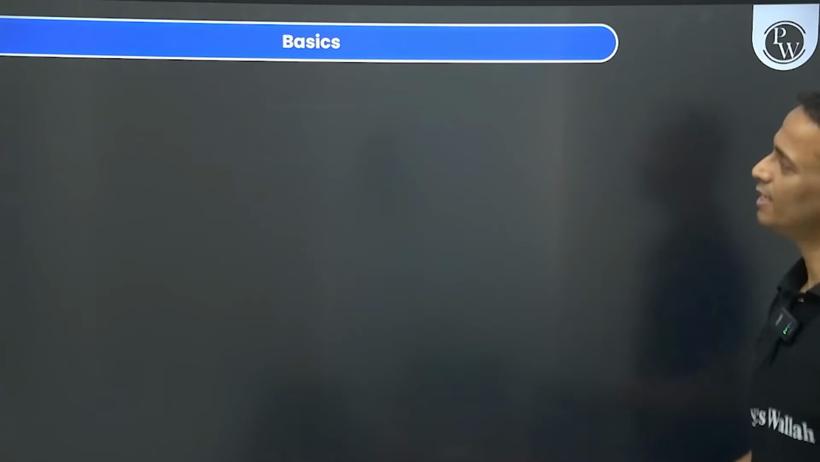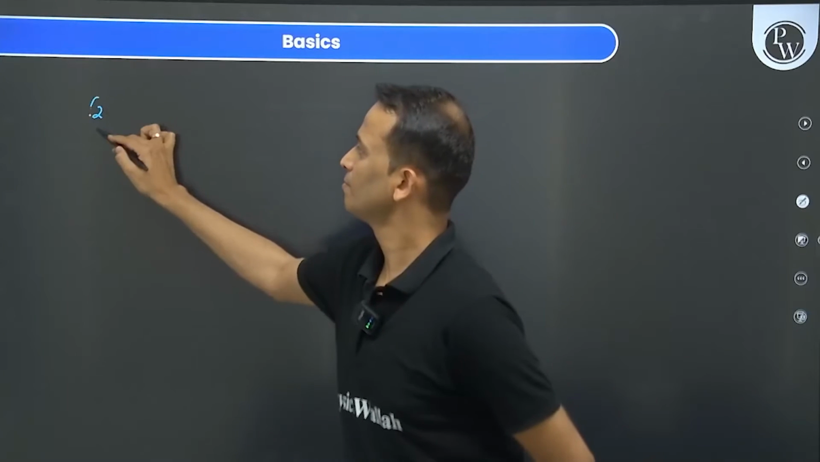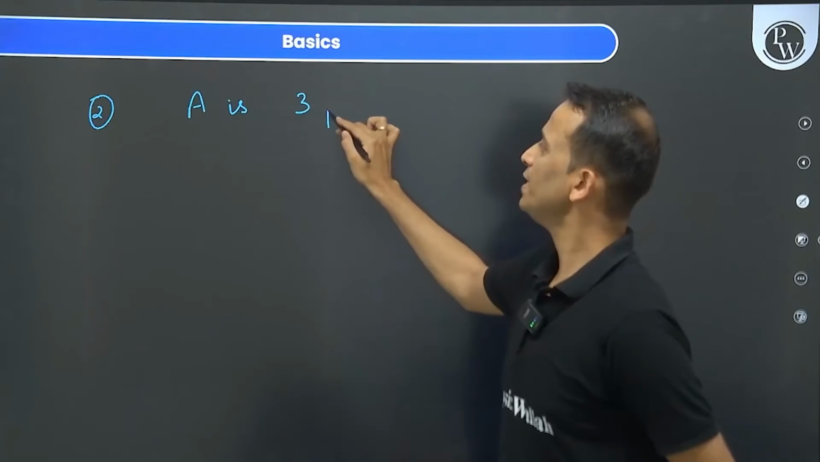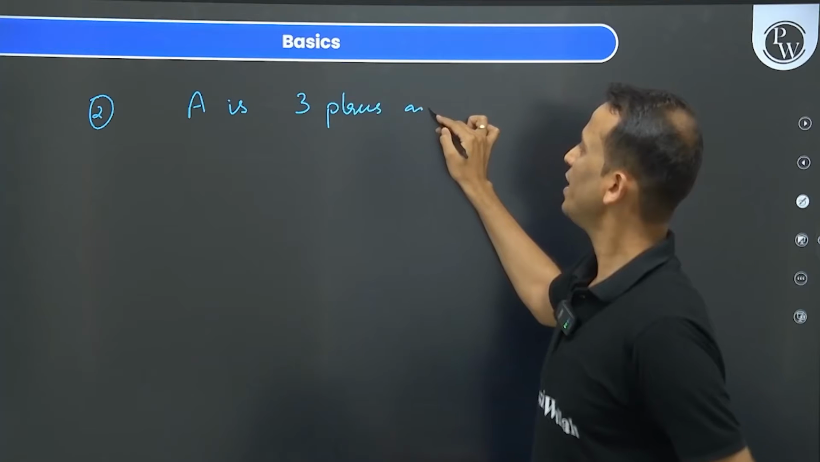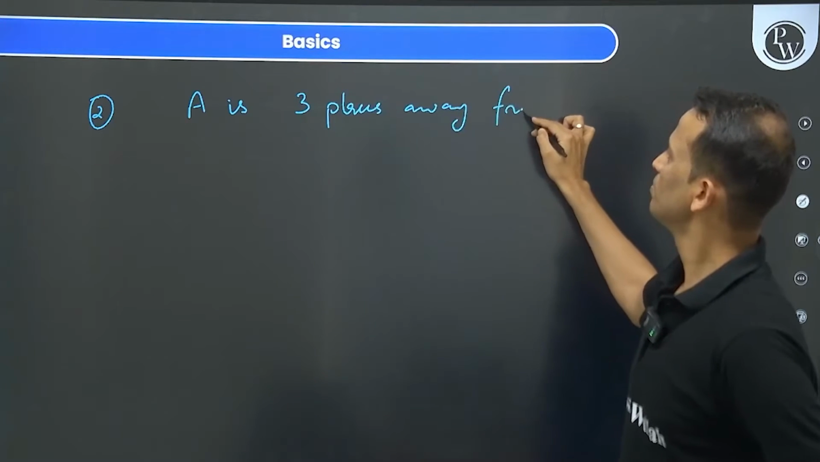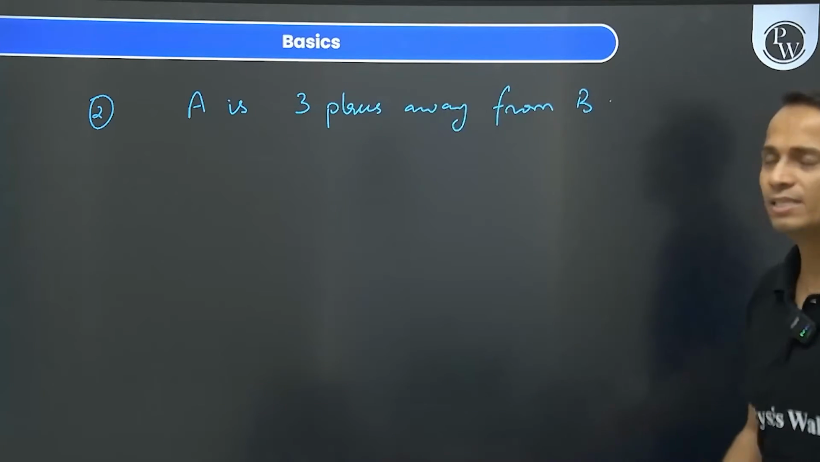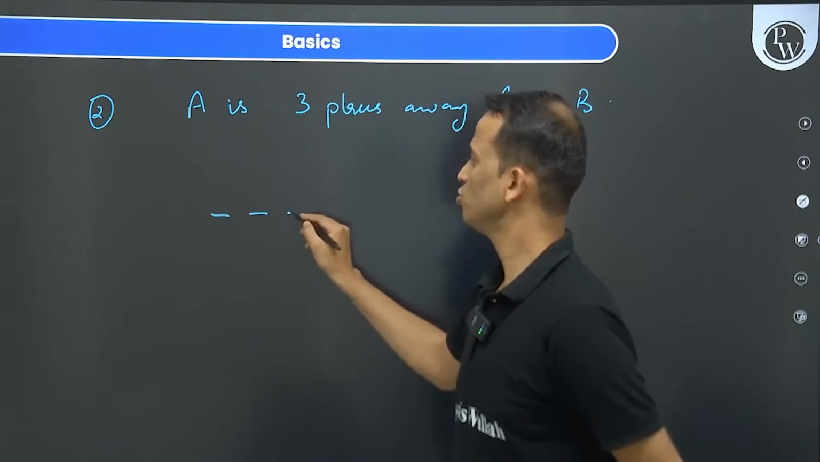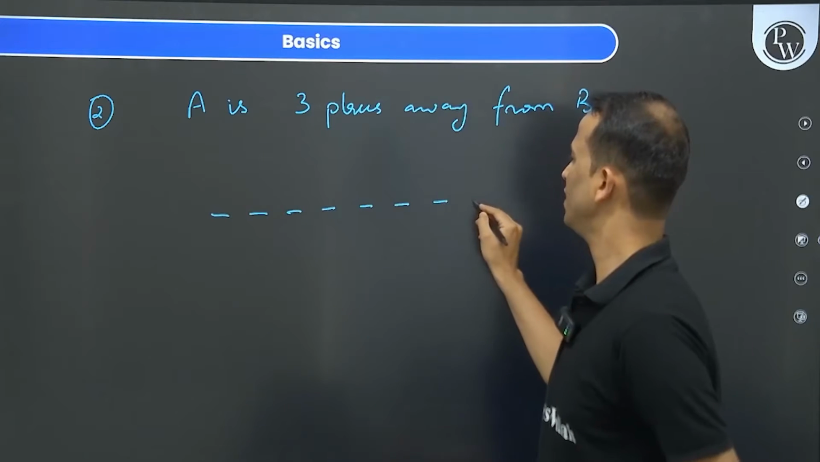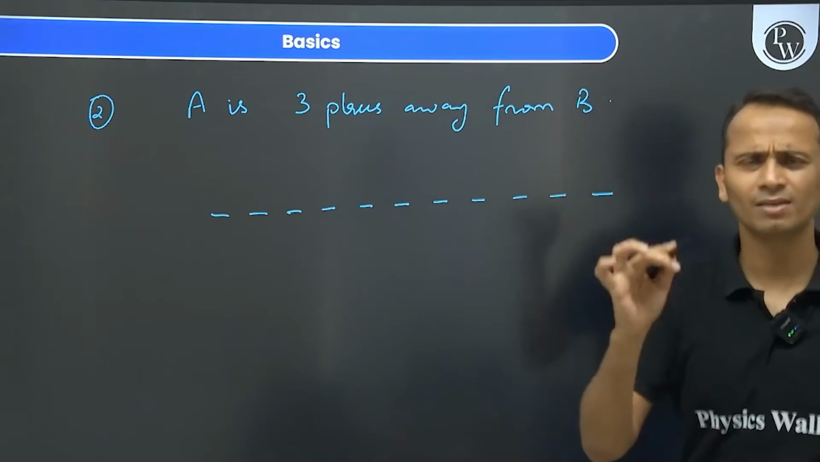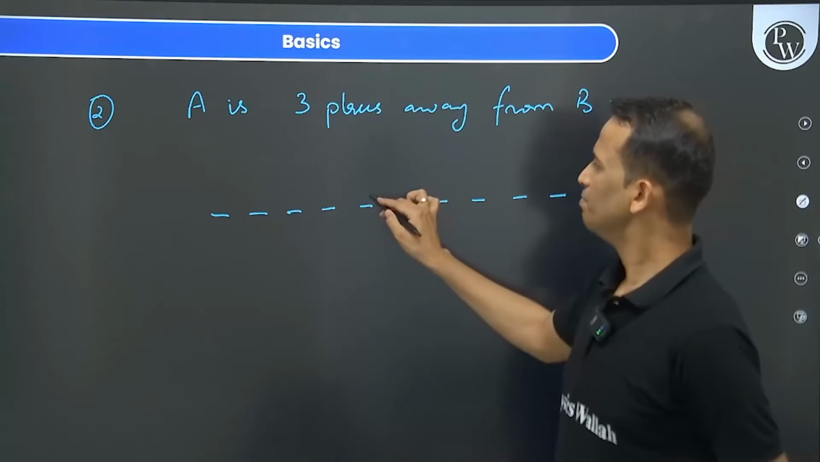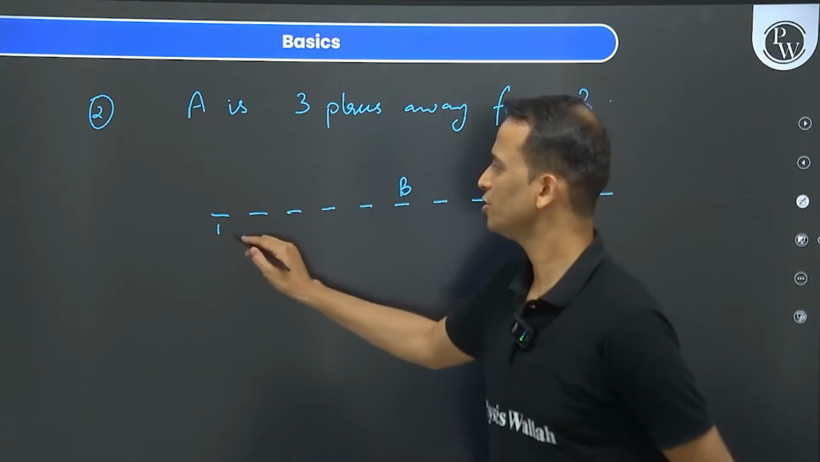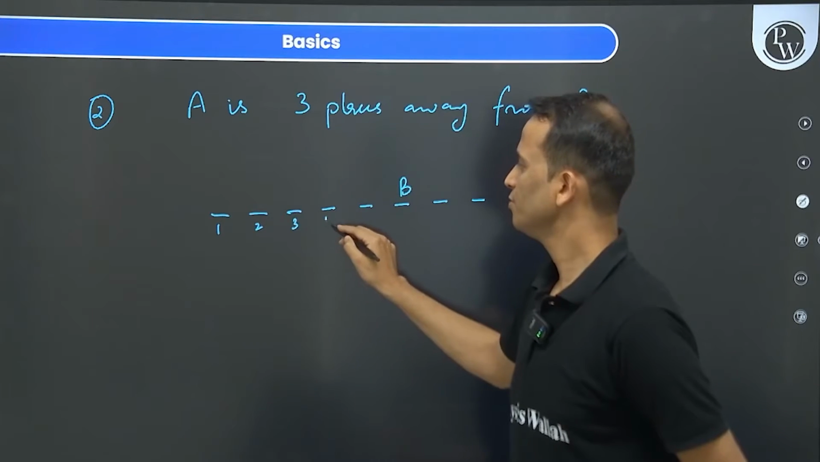Now let's look at the next statement. A is sitting 3 places away from B. So let's make some chairs 1, 2, 3, 4, 5, 6, 7, 8, 9, 10, 11 randomly. ठीक है? And B is sitting at this chair. I'll number these chairs 1, 2, 3, 4.